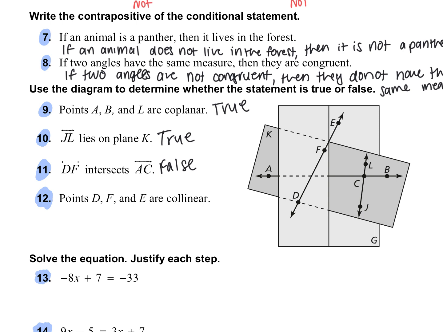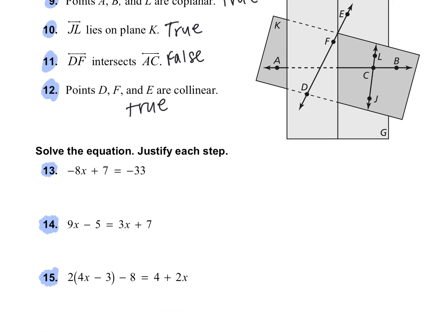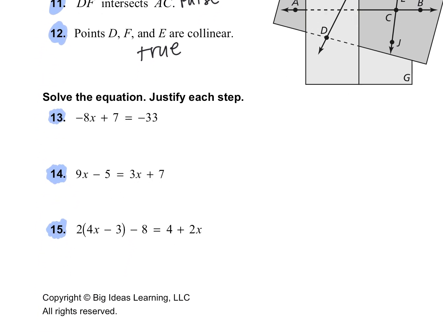And looking at number 12, this one says points D, F, and E are collinear. Collinear means what? On the same line. On the same line. This is collinear? Yes. All right, 13, 14, 15.